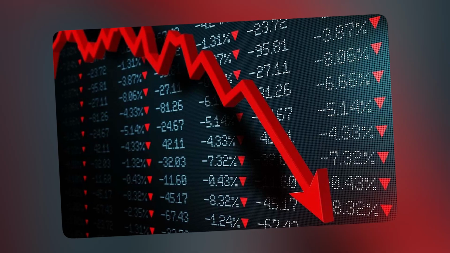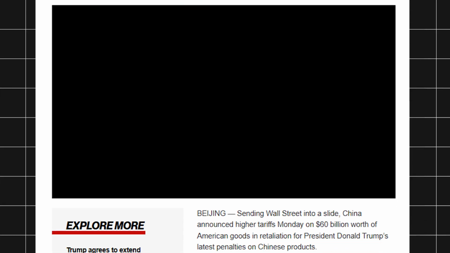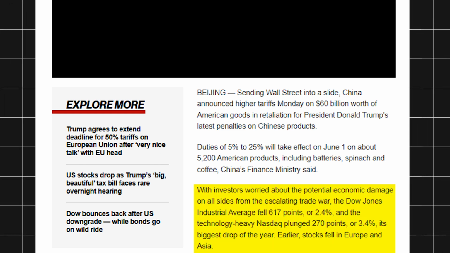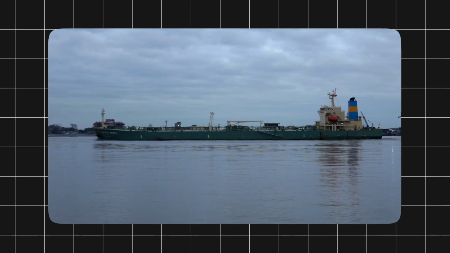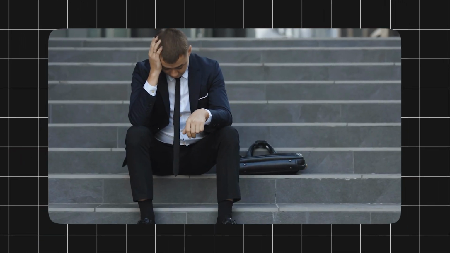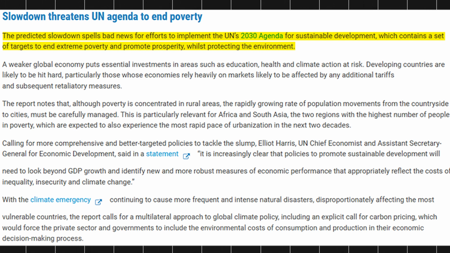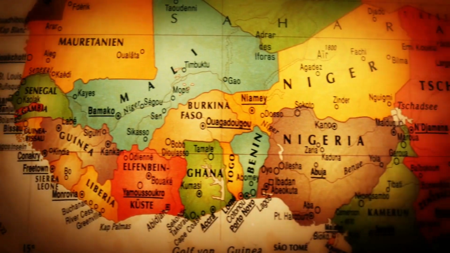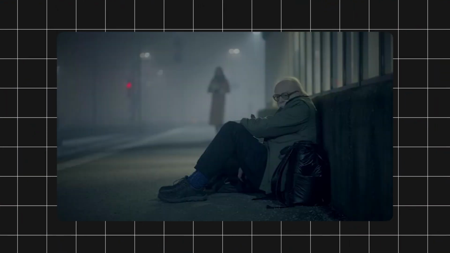Stock markets panic. In a similar real-world moment, the Dow dropped over 600 points in May 2019 after new China tariffs were announced. The impact spreads like wildfire, especially to developing nations that rely on exports or aid. Unemployment spikes globally. Small businesses fold. According to a UN report, the 2018 to 2019 trade tensions pushed global poverty risks up, especially in African and South Asian economies. When global cooperation breaks down, the poorest suffer the most.